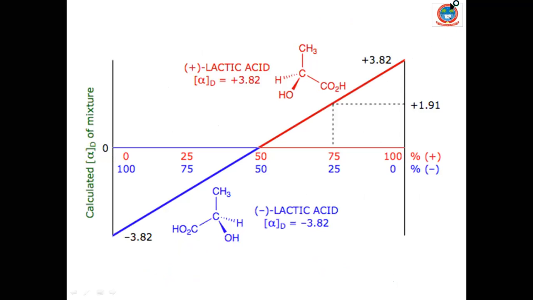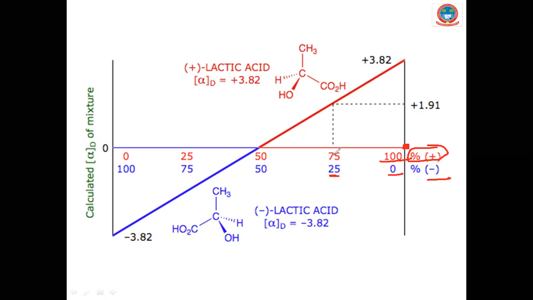You see here at this point, it is 100% plus and 0% minus. So the optical rotation is maximum, that is 3.82. Now what do you do? Add this minus 25% and this plus 75%, total is 100.